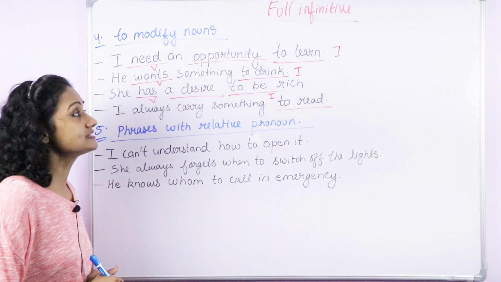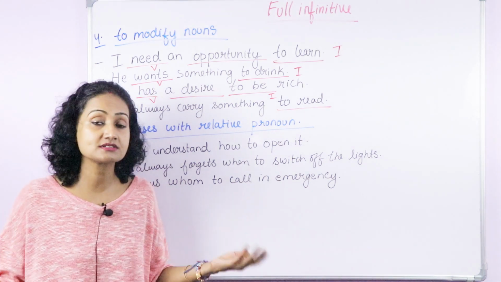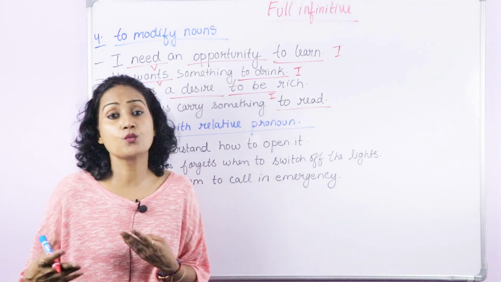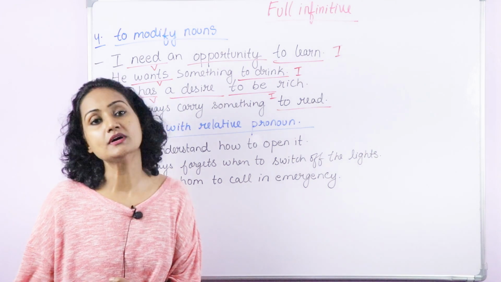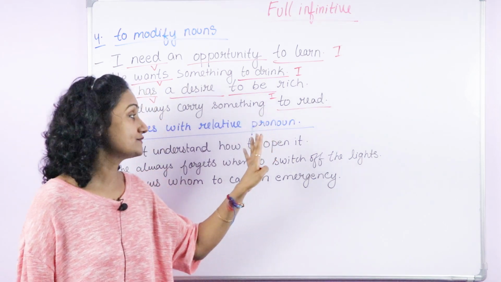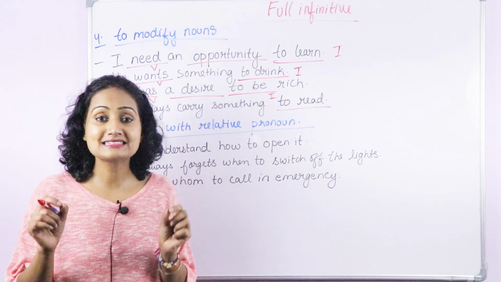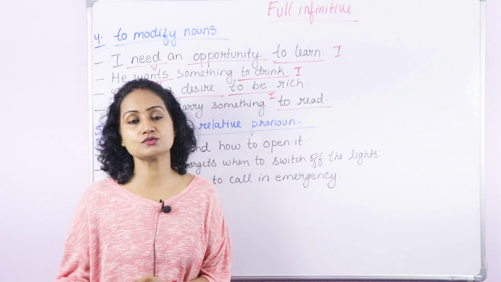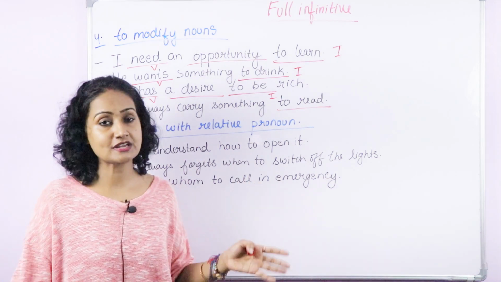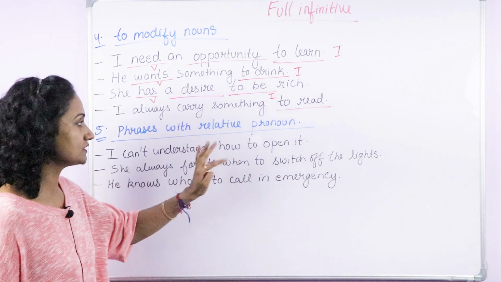Next, we use full infinitive in phrases that start with a relative pronoun. Again, what is a relative pronoun? Relative pronouns are like what, when, who, whom, etc. All these are relative pronouns. So we use full infinitive in phrases that start with a relative pronoun, except why. Why is also a relative pronoun, but we don't use full infinitive in phrases with why. So except why, we use it with other relative pronouns.